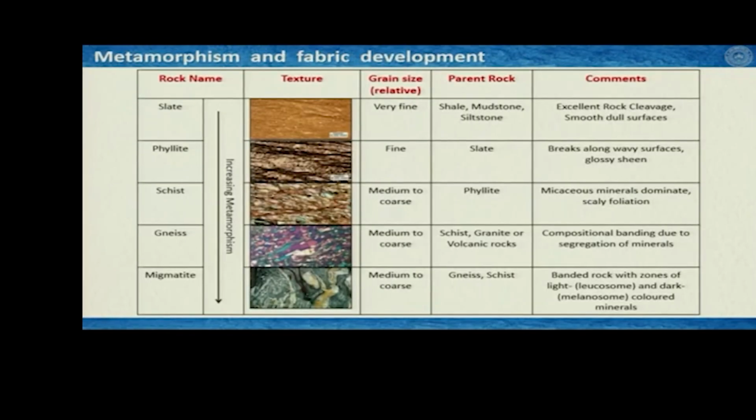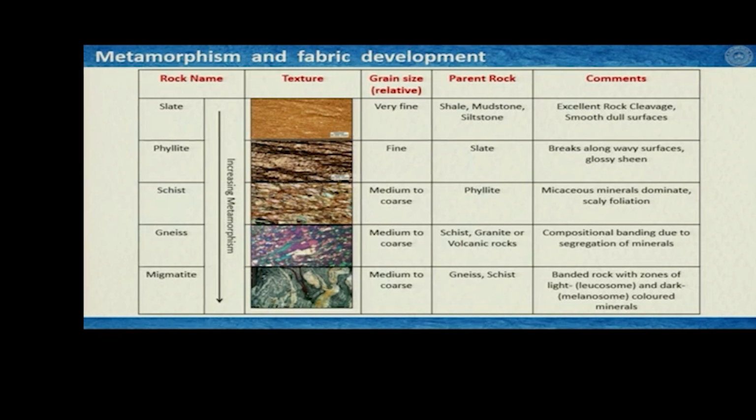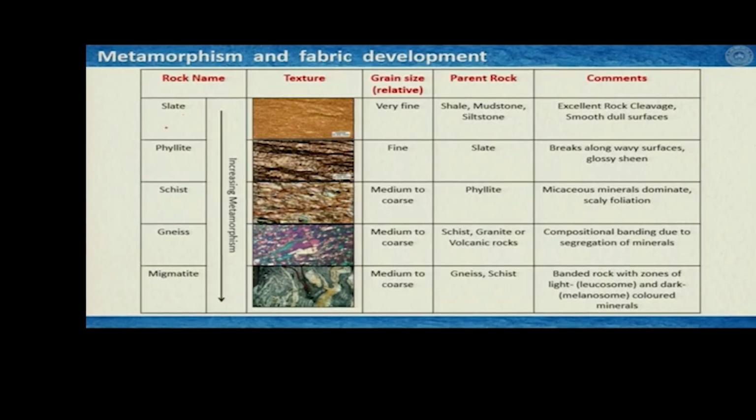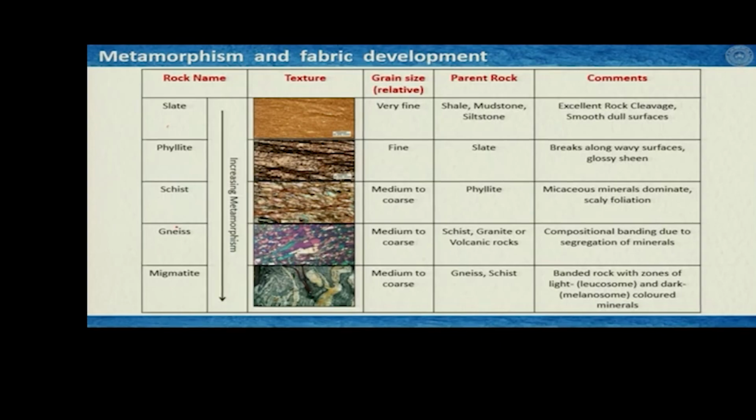So, if we try to figure out now what the relationship is between metamorphism and fabric development, I have summarized a table here which is very comprehensive for you. On the left side we have the rock names, and we started with slate, which is a very low grade metamorphic rock. Then we slowly approach phyllite, schist, gneiss and migmatite. So, from top to bottom the grade of metamorphism has increased.